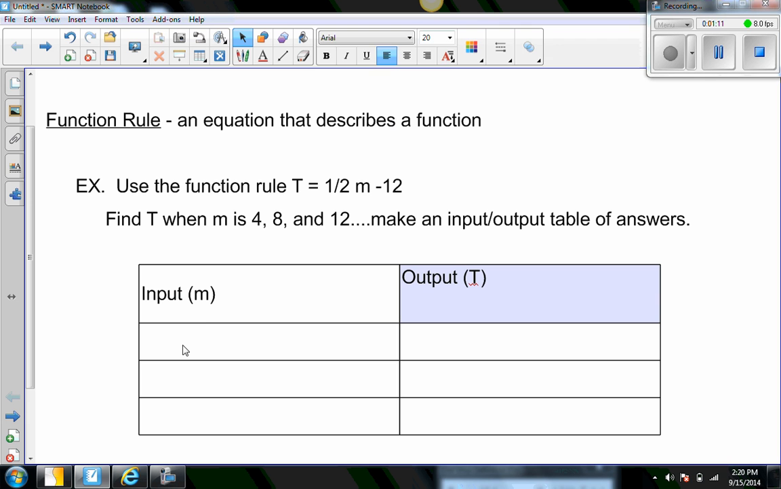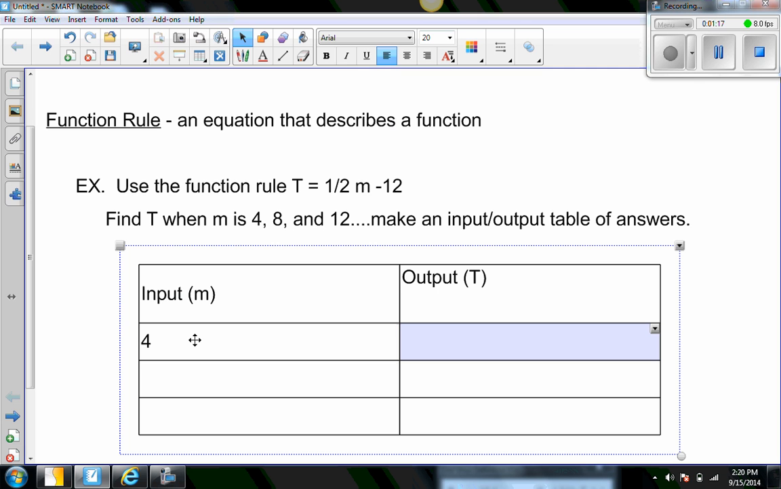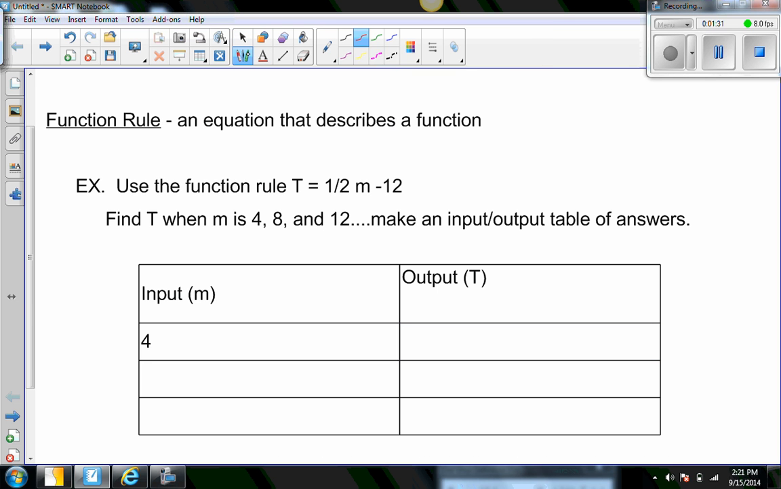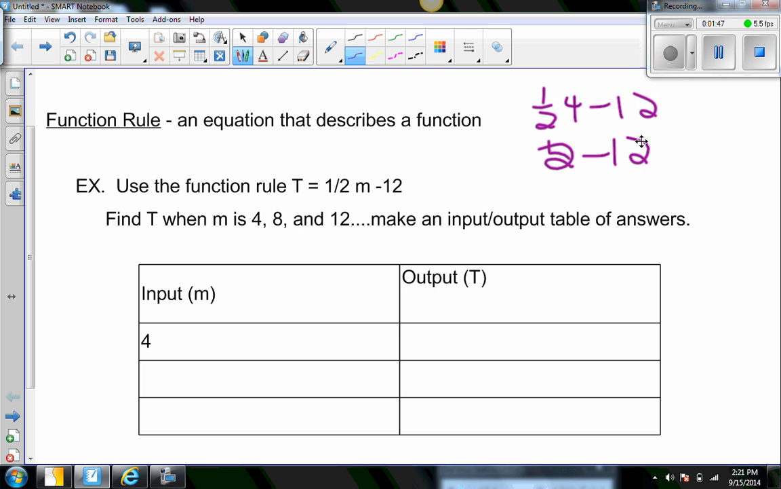So when I input 4, what is my output going to be? So if you want to, you could just do all your work right on your table, or you could have some work. So if I plug in 4 right here, 1/2 of 4 minus 12, well, what's half of 4? 2. And so 2 minus 12 would be -10.